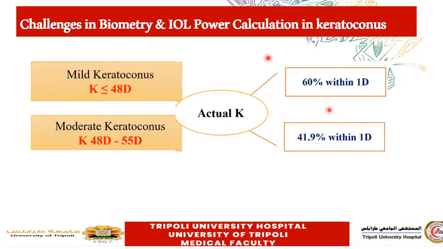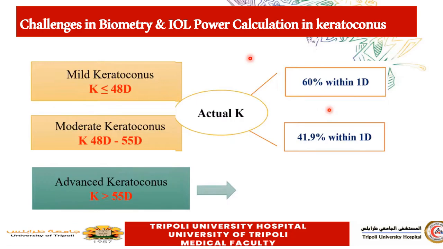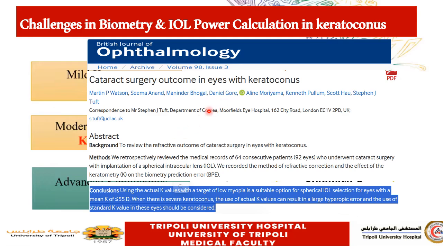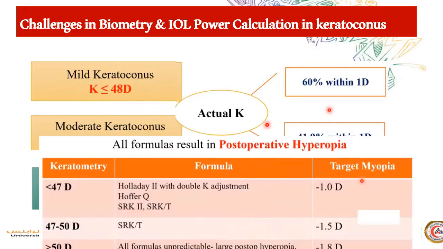41% of patients with moderate keratoconus achieve 1 diopter of postoperative sphere equivalent after using the actual K reading of the patients. However, for cases of severe keratoconus, that's more than 55 diopters, it is better to use the standard K reading, that's the 43.5 diopters, not the actual K reading of the patients. And this one study shows the importance that in cases of advanced keratoconus, you should not use the patient's K, but use the standard K readings.